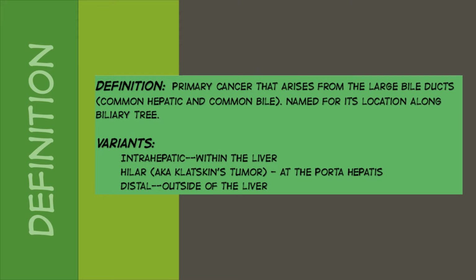The definition of cholangiocarcinoma then is it is a primary cancer that arises from the large bile duct, so that's going to be the common hepatic duct and the common bile duct, and then it gets named for where it is located in the biliary tree. So if it is intrahepatic, that's going to be within the liver, it's going to be arising more from the common hepatic duct. And then hilar, which also has another name as Klatskin's tumor, that's going to be right at the porta hepatis, and then distal cholangiocarcinoma is cancer arising from anywhere outside of the liver within the bile duct system.